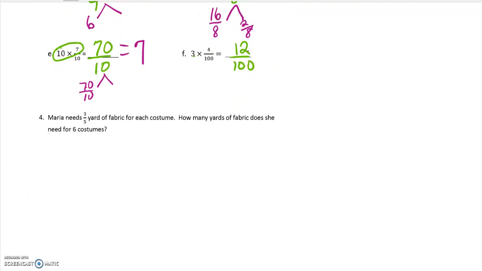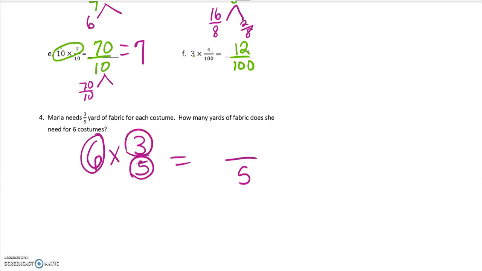The last problem says that Maria needs 3 fifths of a yard of fabric for each costume. How many yards of fabric does she need for 6 costumes? So she's going to do 3 fifths plus 3 fifths plus 3 fifths, which she would do 6 times. Or I could do 6 times 3 fifths because she needs 3 fifths for each one. So let's use our trick. We know the denominator is going to be 5. We're not changing the unit size. But she's going to have 6 groups of 3 fifths. So 3 times 6 is 18 fifths.